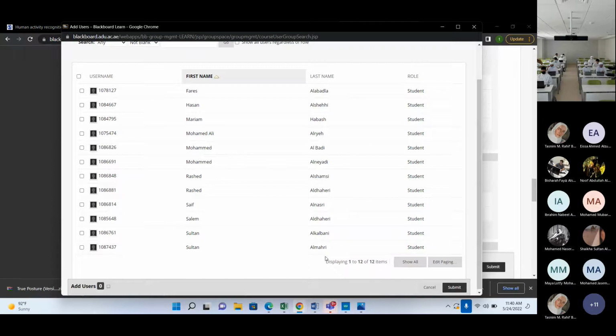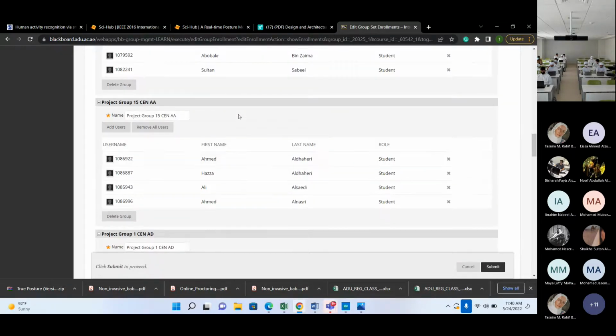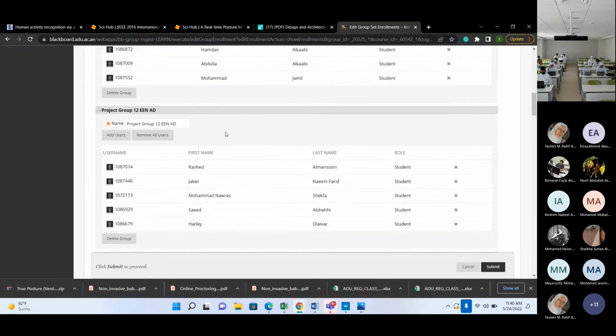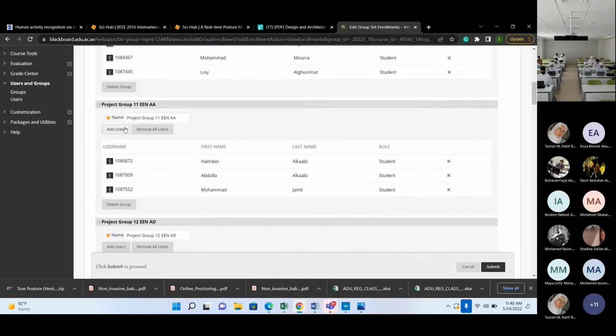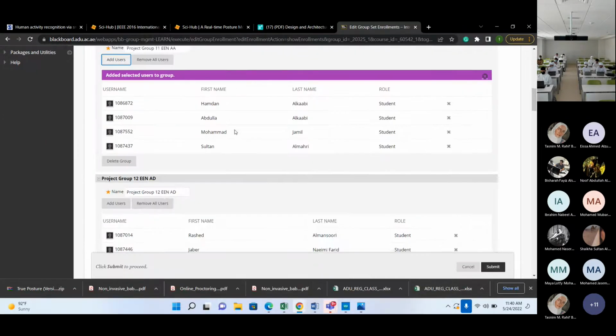Sultan Al-Mahri, are you there? Yes. Okay, what's your major, Sultan? You are already part of a group. Group 11? Okay, so group 11. So your major is electrical engineering? Okay, Sultan Al-Mahri. طيب, next, Sultan Al-Kalbani. So Sultan Kalbani is here.